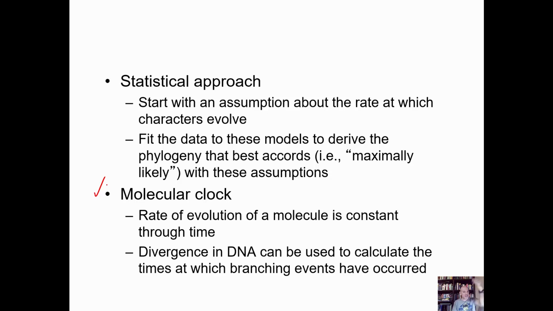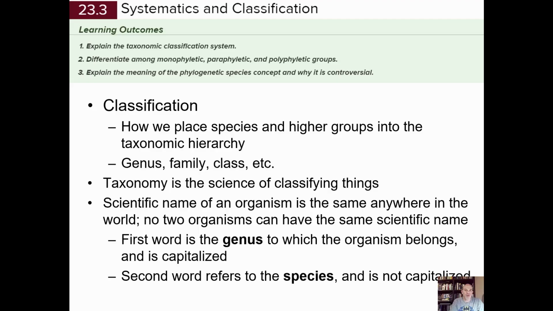In other words, the tail evolved long before hair did, okay, if we're looking at mammals compared to the rest of the vertebrates, right? That's just relative. We're not saying how long ago that occurred. So that's the idea of a molecular clock, to provide more information on giving actual times at which these changes are occurring.